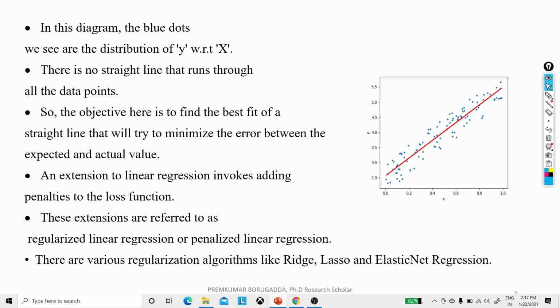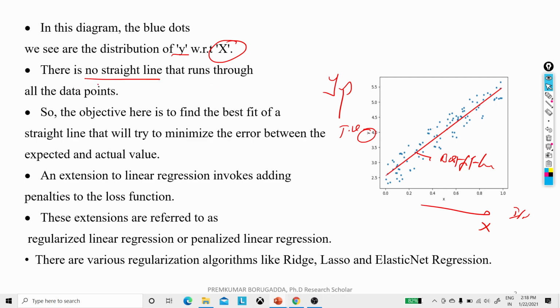In this diagram, the blue dots are distributed as y with respect to x. This is the x-axis and this is the y-axis. This y is our target variable and this x is our input variable. The blue dots are our target variable data, distributed with respect to the x value. The red line is the best fit line.